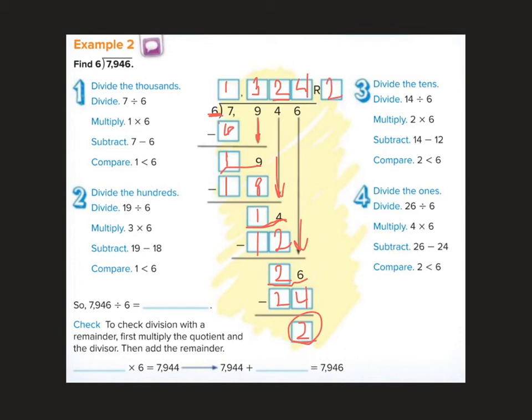Okay, so same thing, we just have maybe more steps. Okay, then it says to check, multiply the quotient and the divisor. So I would multiply 6 times 1,324, then add 2, because that was my remainder to get my answer. Alright, let's do one more.